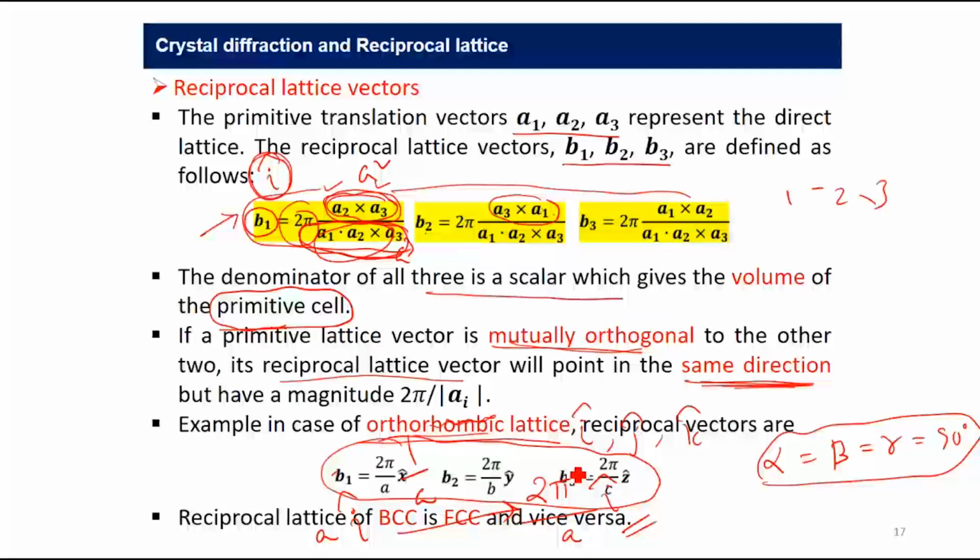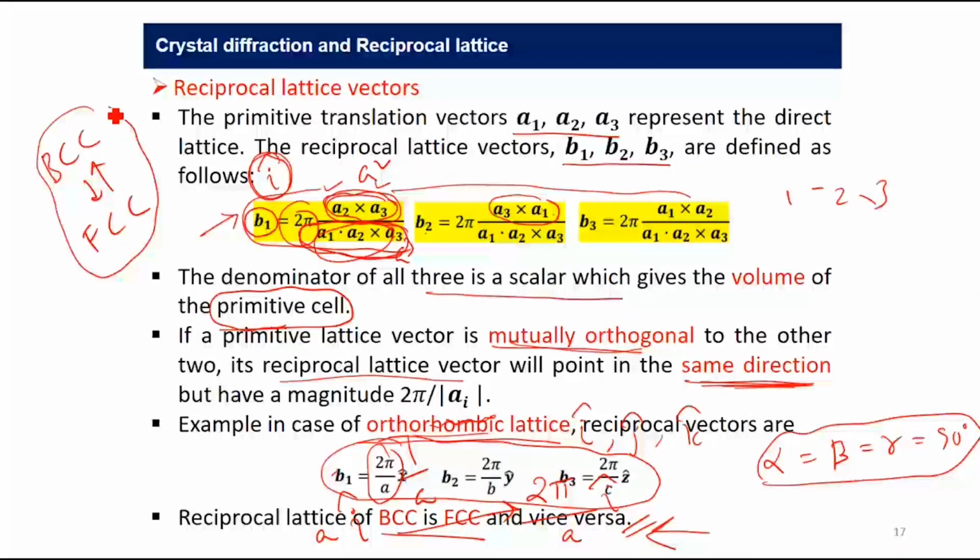B1, B2, B3 are parallel to A1, A2, A3. Only magnitude-wise they are different. The reciprocal lattice of BCC is FCC and vice versa. This you can work out yourself. But just remember this: BCC reciprocal lattice is FCC and FCC reciprocal lattice is BCC.